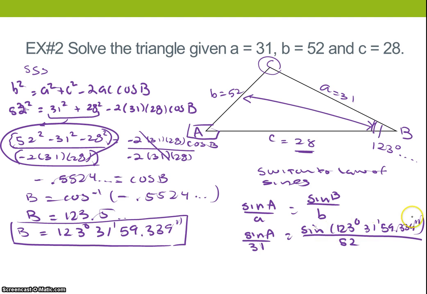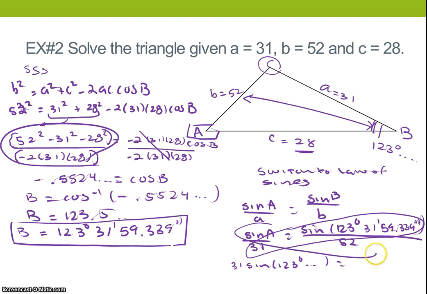So doing this, I have this number in my calculator still. So I'm going to do sine of that number, and then I'm going to cross multiply. So I'm going to take that number and multiply it by 31. So 31 sine of 123 and some change. And then I'm going to multiply sine of A times 52. So I'm going to isolate A, so I'm going to divide both sides by 52.